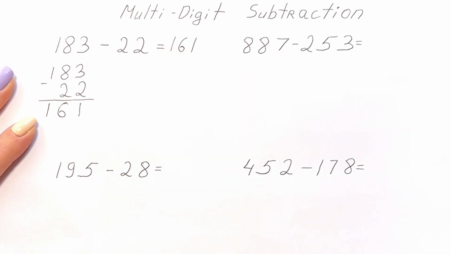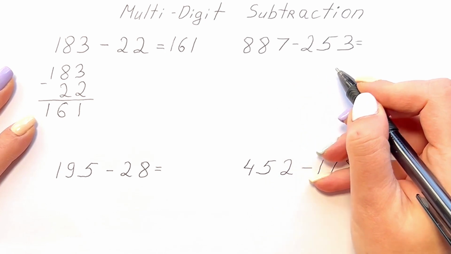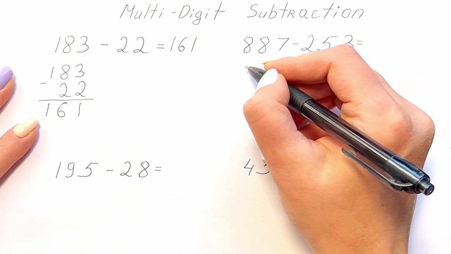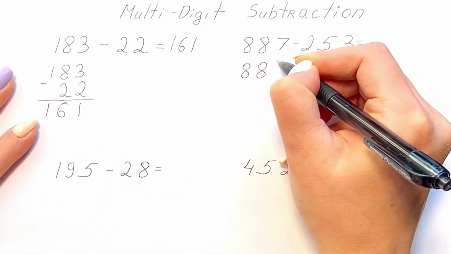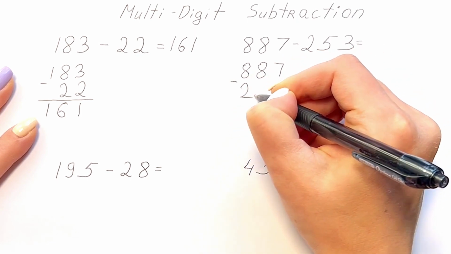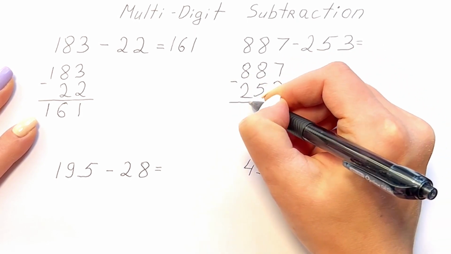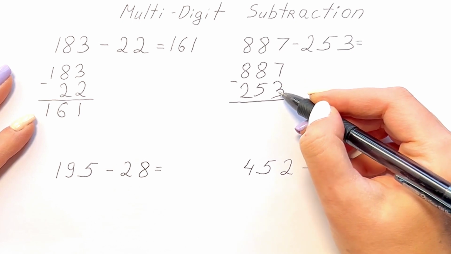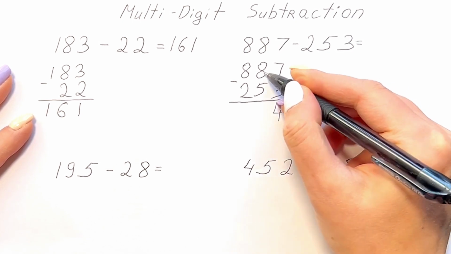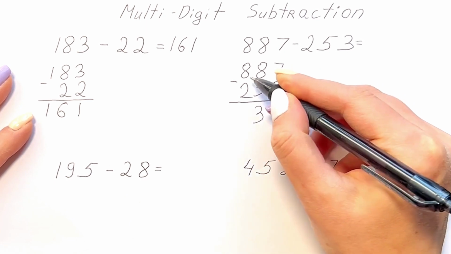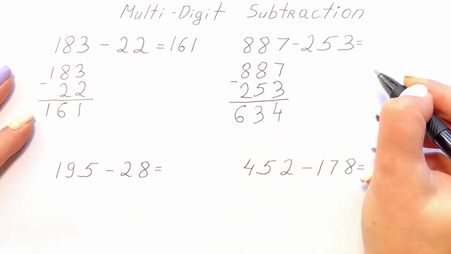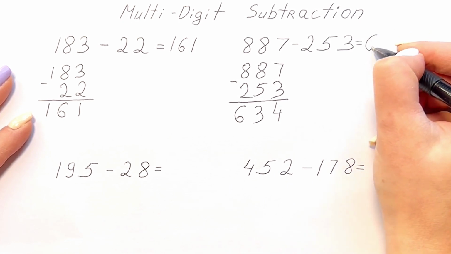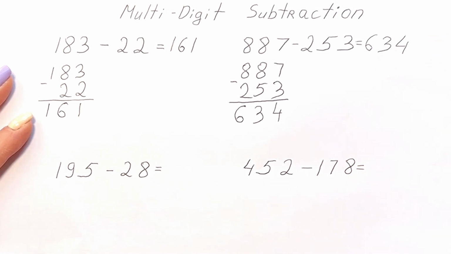Let's do another example. 887 minus 253. Again, the same way. First, we will line up these two numbers by number places. Okay, and we will start from the ones place column. 7 minus 3 is 4. 8 minus 5 is 3. 8 minus 2 is 6. So 887 minus 253 is equal to 634.